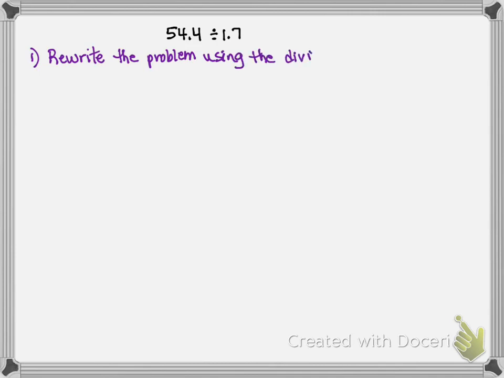So let's start with a problem. We have 54 and 4/10, and we want to divide it by 1 and 7/10. So step by step, number one, we're going to rewrite the problem using the division house symbol. Okay, so we can't divide in that horizontal fashion the way they've got it. We're going to do it the other direction, so it actually puts it this way. 1.7 dividing into 54.4.